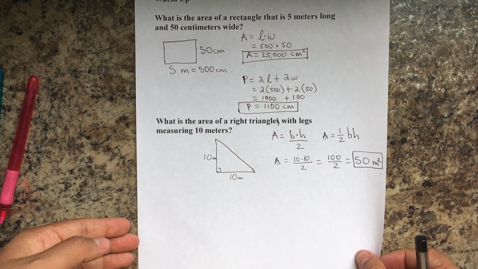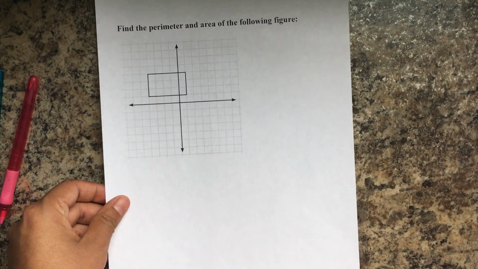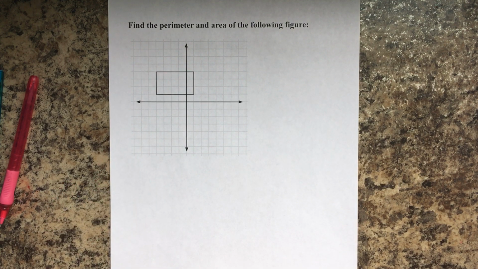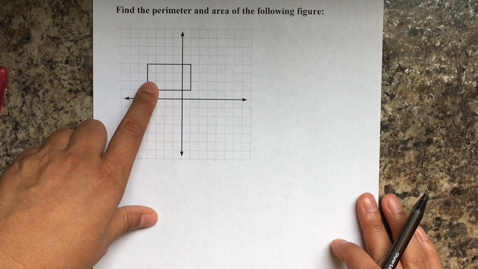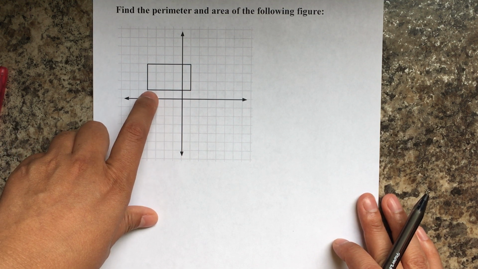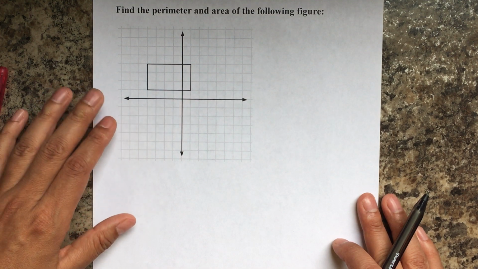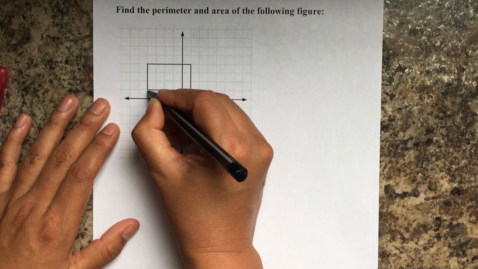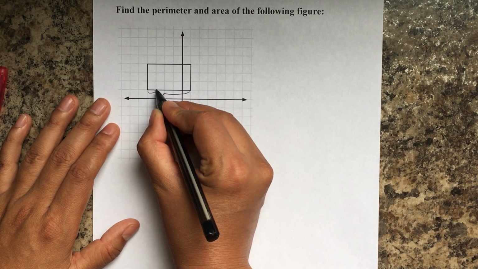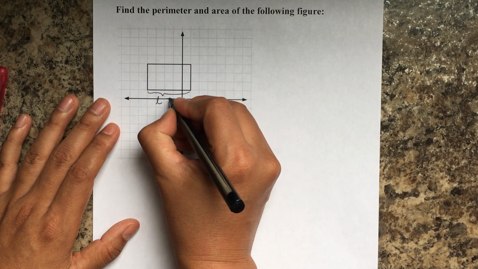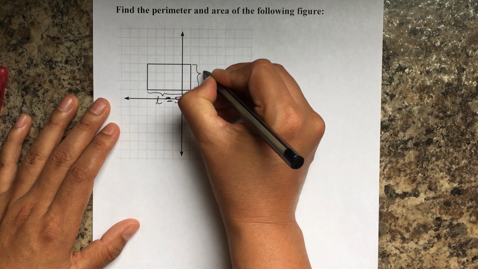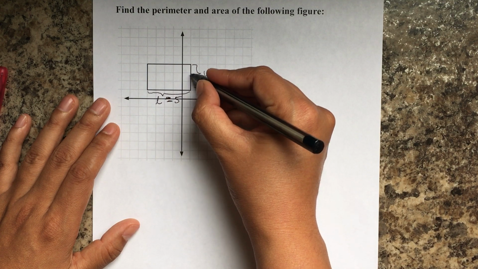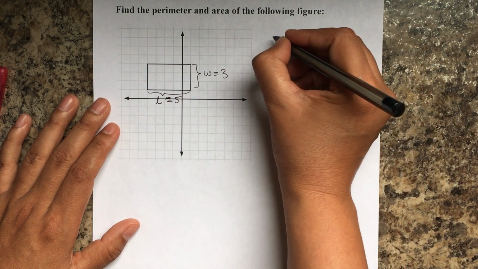Okay, so now we're gonna be looking at figures, but this time they're gonna be on a grid. And this is very simple, right? Because you can just see that you will just count the squares and you will know what the length is. So the length in here is, well, 1, 2, 3, 4, 5. It equals 5 square units. And the width equals 1, 2, 3. 3 square units. So it's easy.